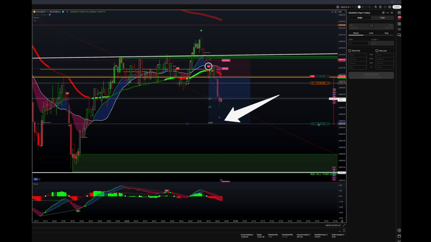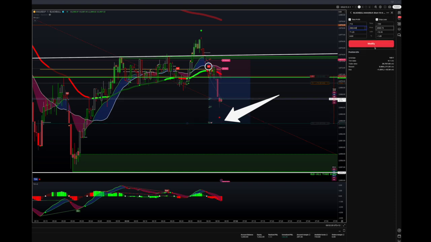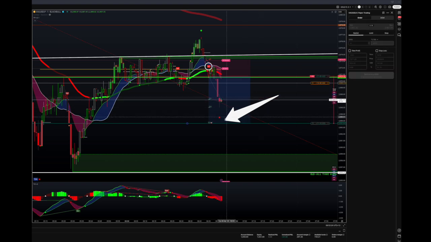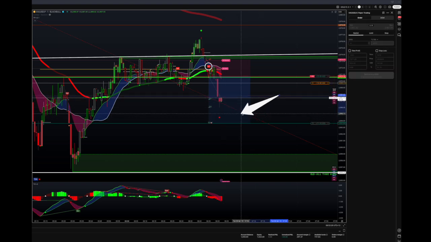TP3. So these are how we can adjust our trades while we are actually in the trade, because I clicked this button right before I clicked record. So let's see how this trade goes. We'll pan forward and I'll comment along the way.